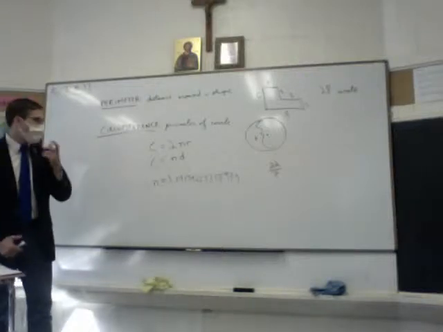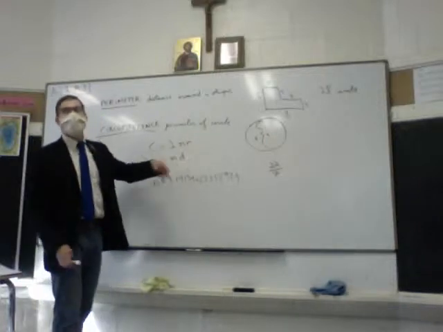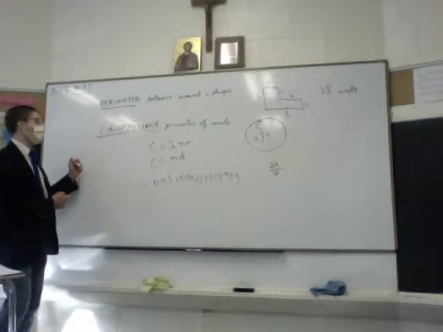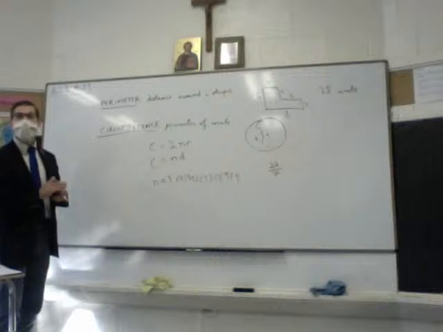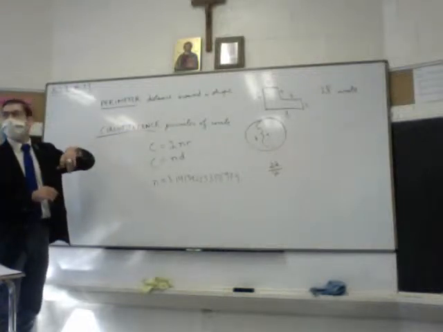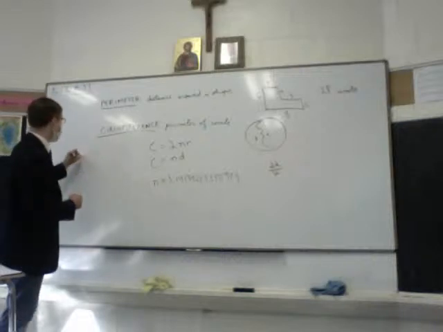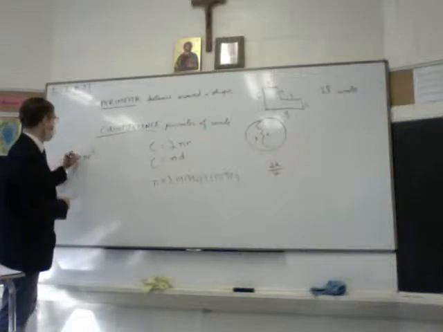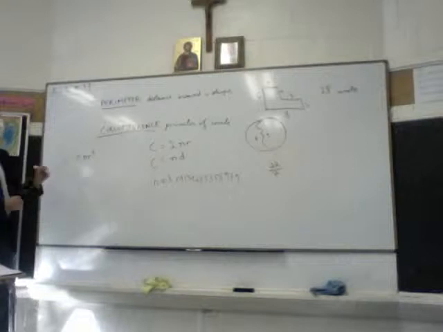Don't get these formulas confused with what other circle formula. What's the other circle formula that you probably know that it's really easy to get these confused with? Pi r squared. Pi r squared, which is what? Area. The area of a circle. Yeah, we're not dealing with that yet. We will have that this year. Don't get these mixed up.